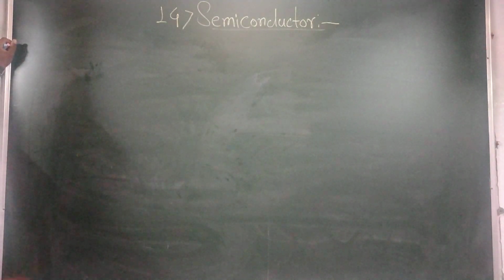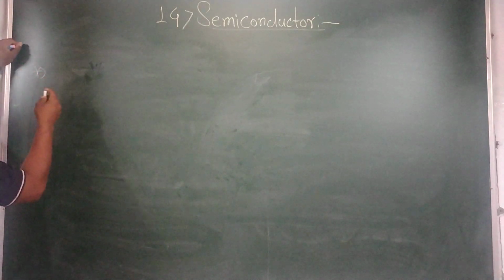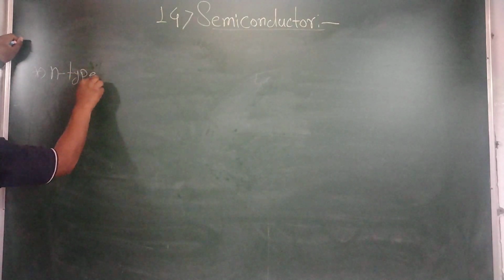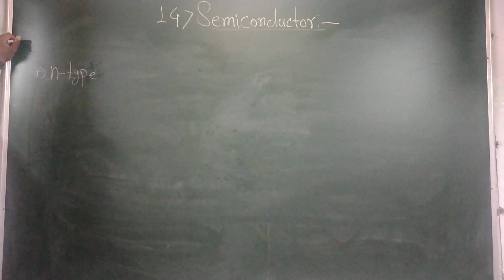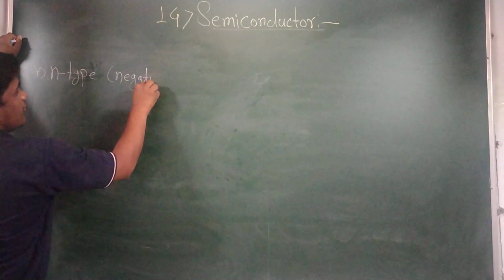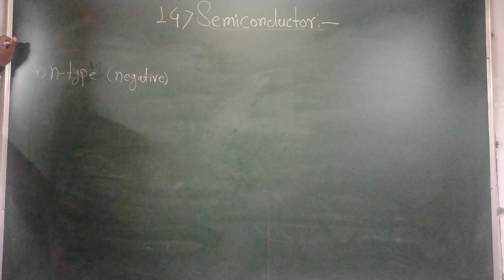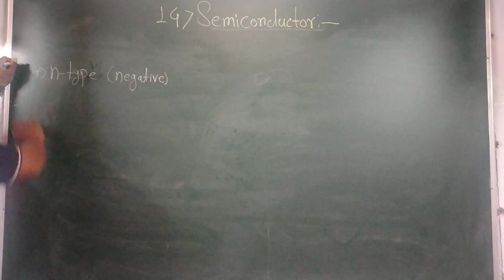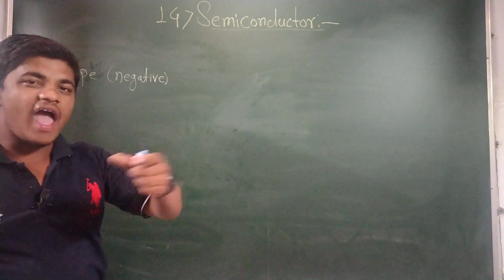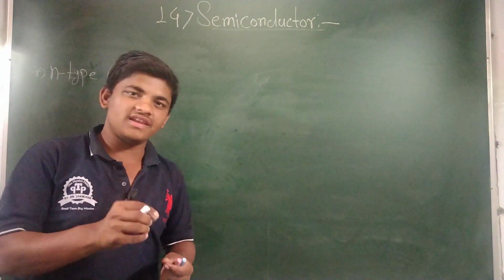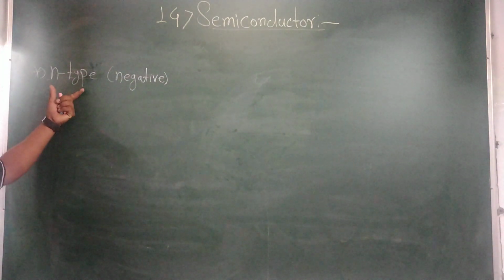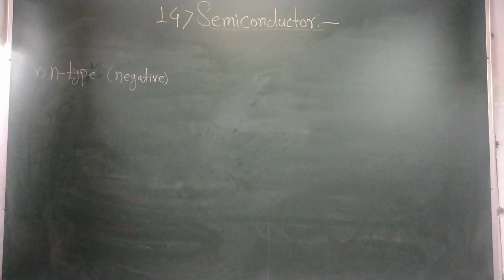Taking the same heading we discussed in the previous lectures, the types of semiconductor, in this lecture we are taking the n type semiconductor. N type semiconductor is also called negative type. Why it is called negative, we discuss in this lecture. When a pentavalent impurity is added to the intrinsic semiconductor, that is pure silicon and germanium, we get an n type semiconductor.